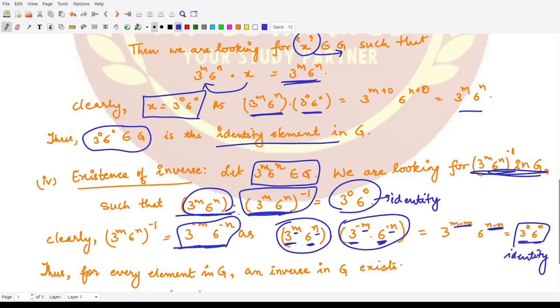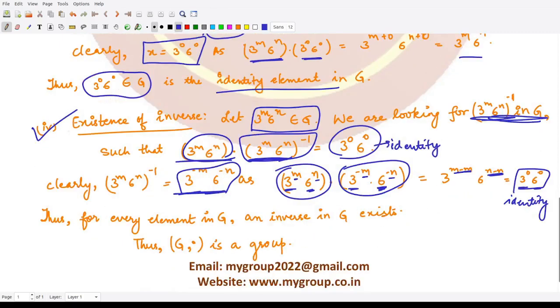Hence, the inverse for each element in G exists, and because all four properties, the axioms of a group, are satisfied by this set together with the operation of multiplication, it forms a group.